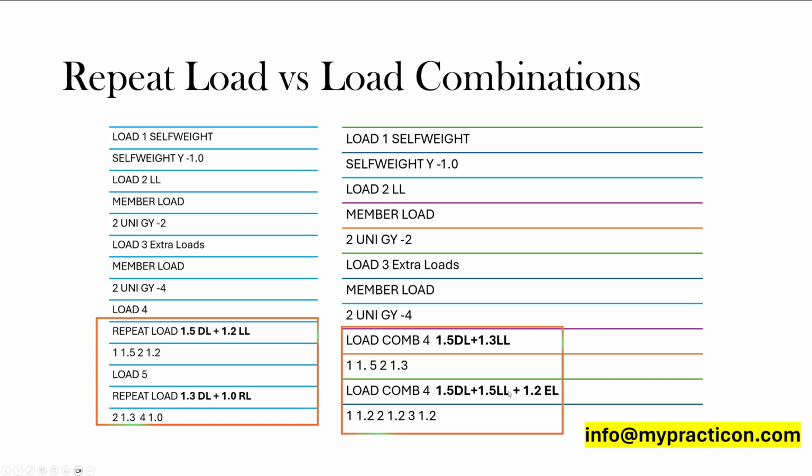Let's make it a little simple. With a repeat load, for example, 1.5 times the dead load, 1.2 times the live load. Load case 1 will be multiplied by 1.5 and load case 2 will be multiplied by 1.2. The same concept can be used in the load combination also. For example, the load combination 1.5 times dead load and 1.3 times the live load, so the loads will be multiplied by 1.5 and 1.3 times. Both actually do the same, the load combination and the repeat load, but there is a difference in how they work.